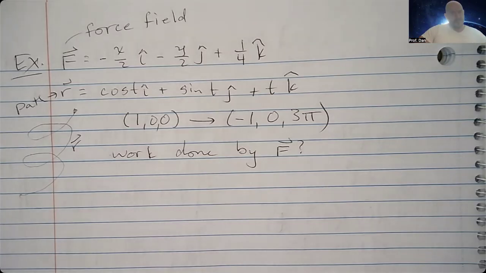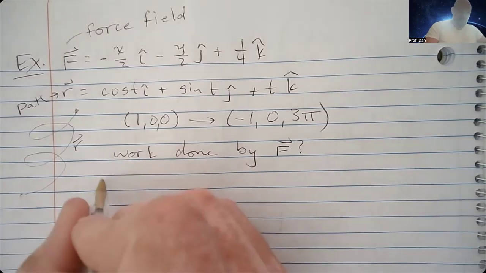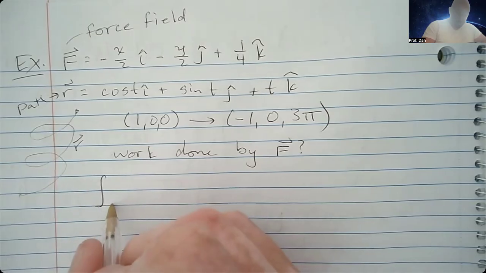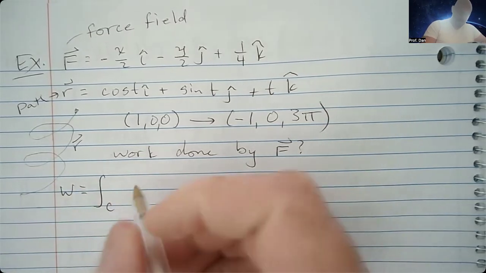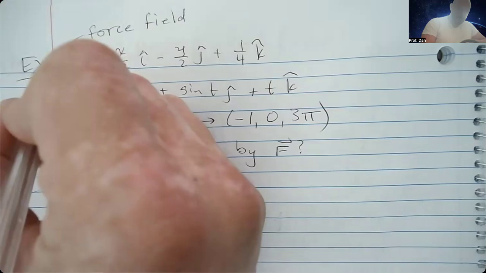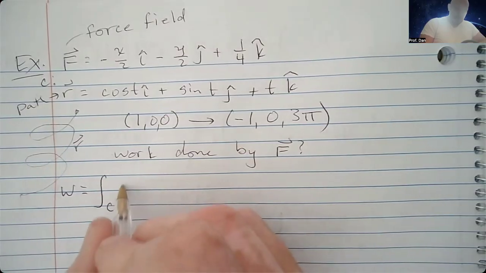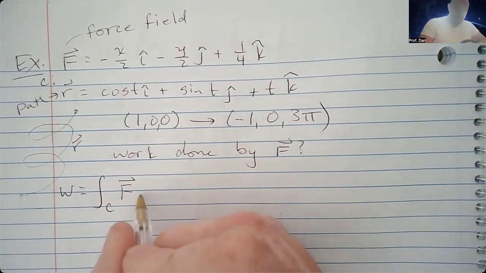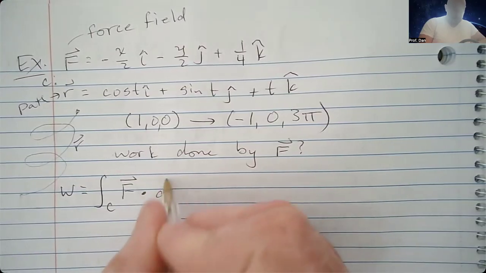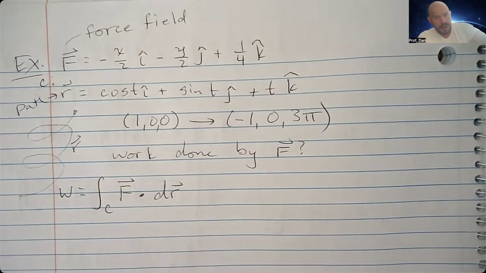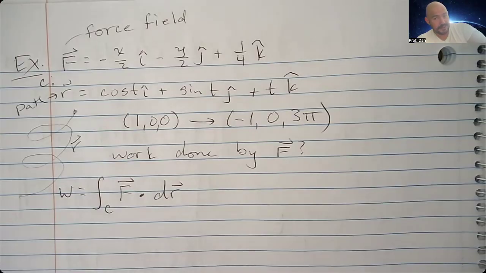Now that we're dealing with vector valued functions, our path integral is going to look more like this. And so our work is going to be defined as the integral over the path c, which we've defined here, of the force field dot dr. This is a different notation than what you're used to. And you see the dot there, there actually is a dot. It actually is a dot product, okay?